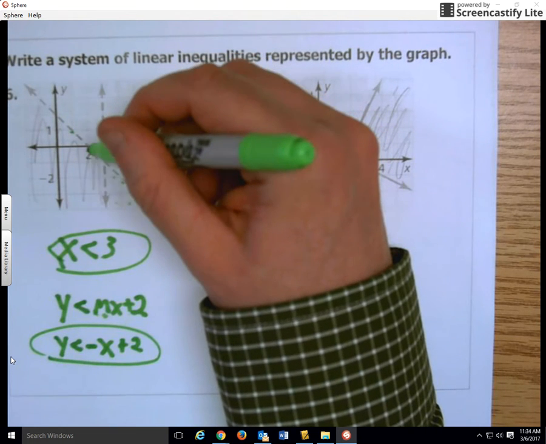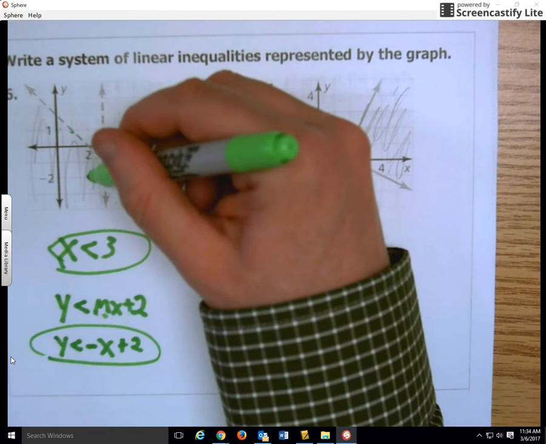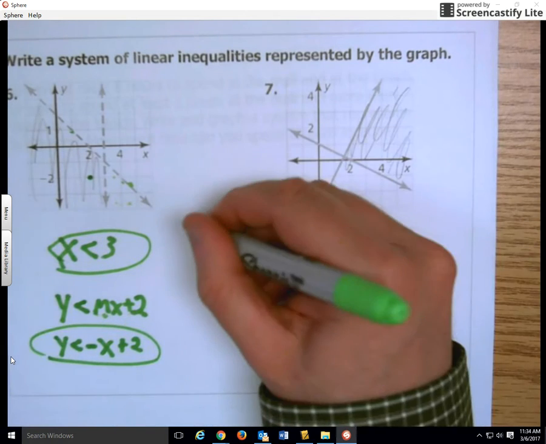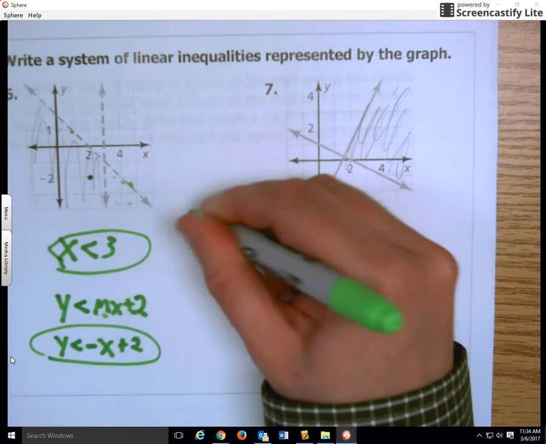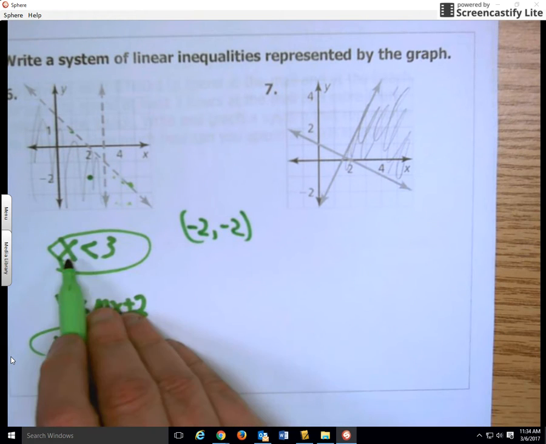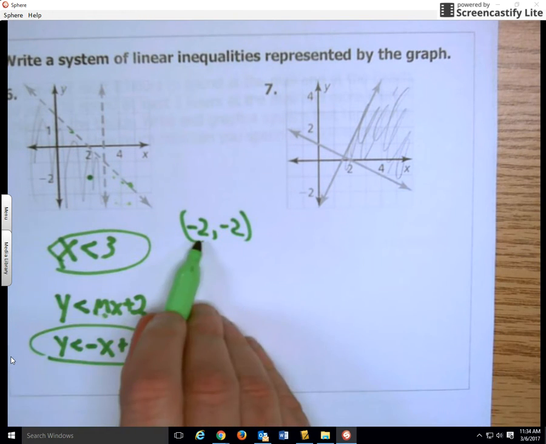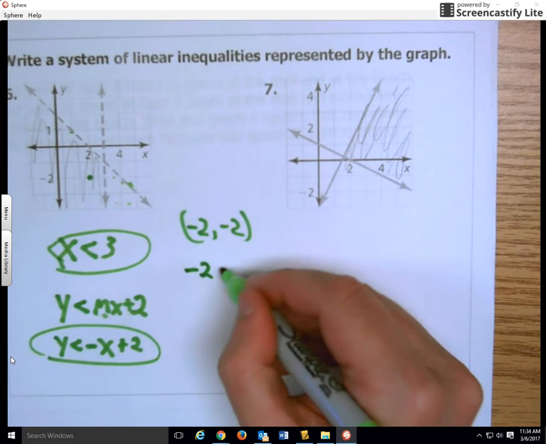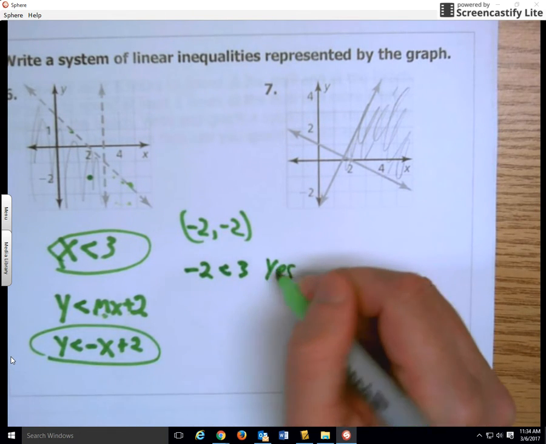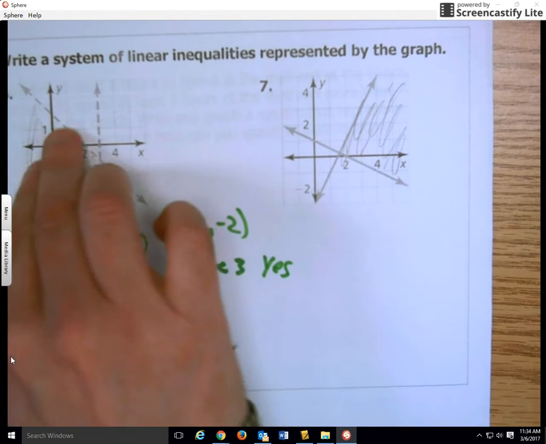I'm going to choose -2, -2. That would work. You can choose anything. I'm just choosing these because they're in the shaded area. Okay, so if I put in a -2 for the x here, because I chose x to be -2, is -2 less than 3? Yes. So this is true for this.